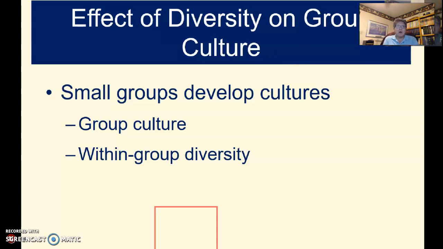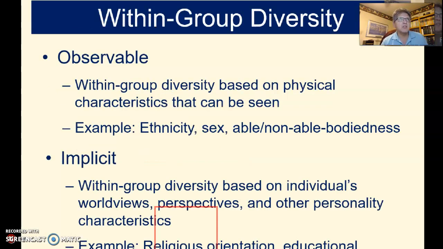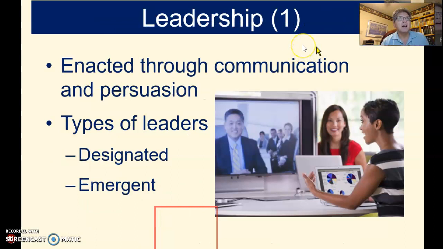The next thing I want to talk about for a moment here are the effects of diversity on the group. Small groups develop culture. Group culture is a combination of group norms and group roles, which we talked about earlier. And there's also what is referred to as within group diversity, the diversity that exists within the group that is both observable and implicit as group membership.